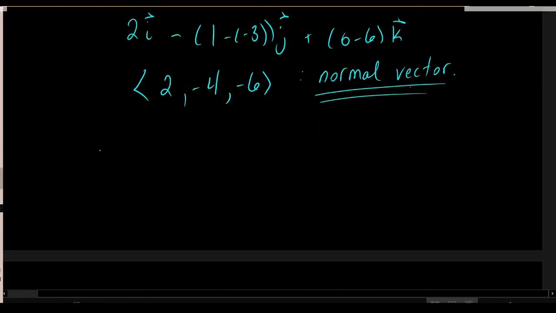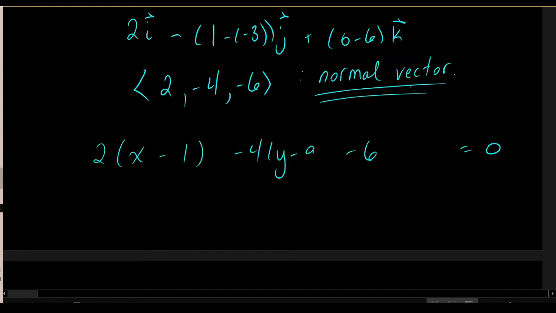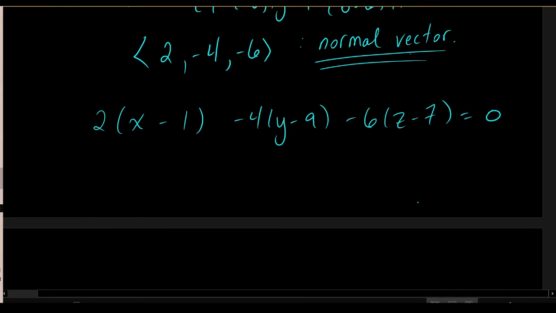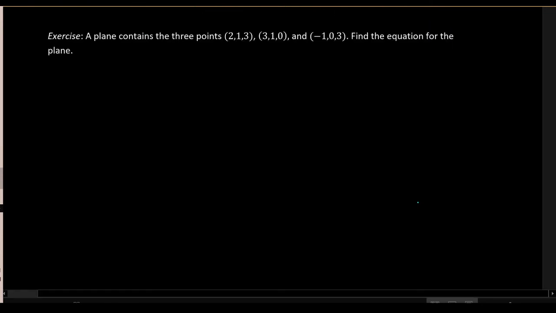The normal vector is 2, negative 4, negative 6. X take away the given x, which was positive 1. Y take away the given y. Z take away the given z for the point on the plane. So this is the equation that is satisfied by every point x, y, z, which is contained in the graph of the plane. Here is another scenario.